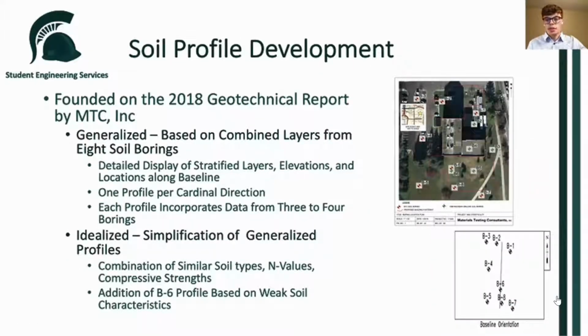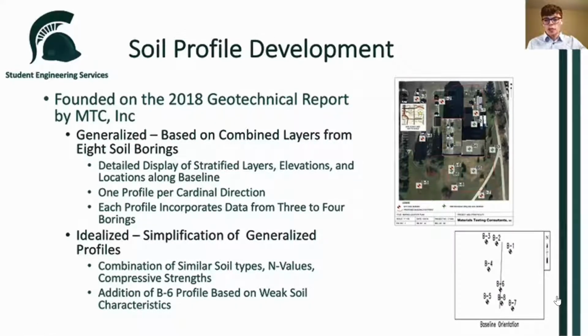Soil development began with the creation of distinct generalized cross-sections, one for each cardinal direction. These profiles are a combination of data from 3 to 4 of the 8 soil borings drilled by materials testing consultants in 2018. The locations of these borings can be found in the diagrams to the right of your screen.